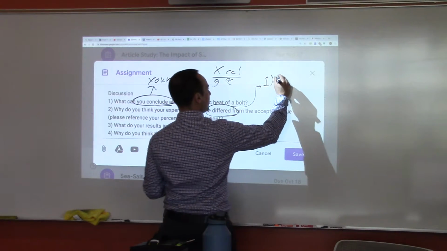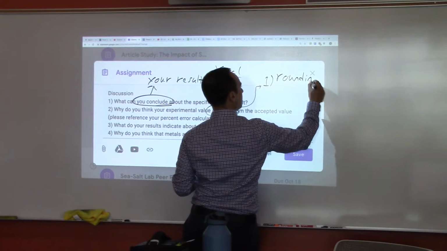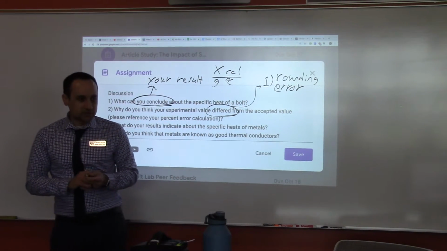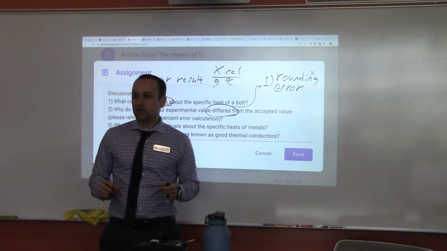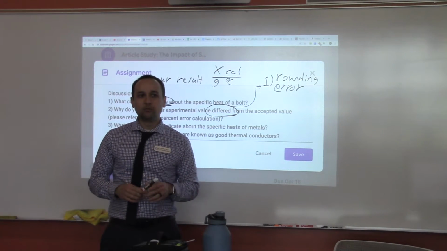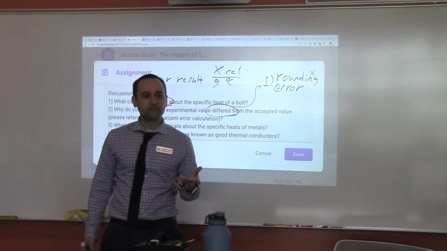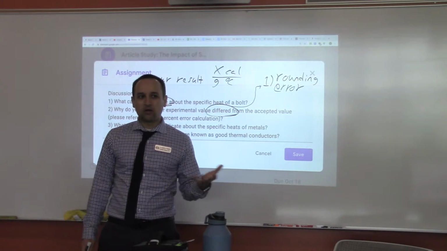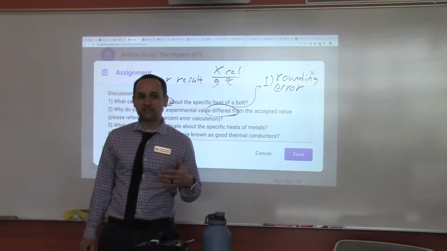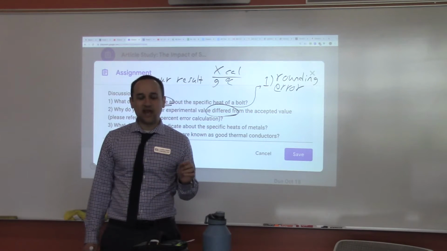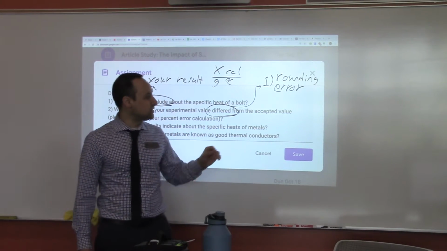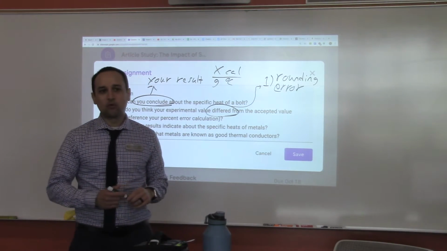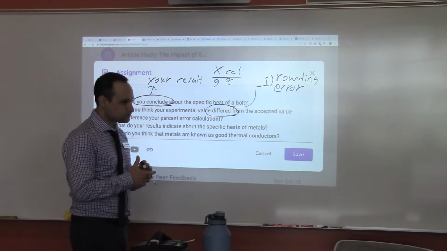One, rounding error. The deal there is that when you used your thermometer, you probably rounded to whole degrees. But you actually have the scientific approval to estimate to 0.1 degree. So your measurements could have been more accurate, okay? And we'll talk more about that as we do more physical measurement.